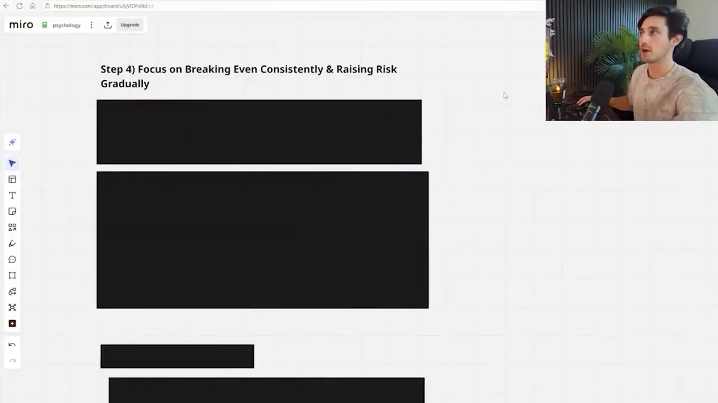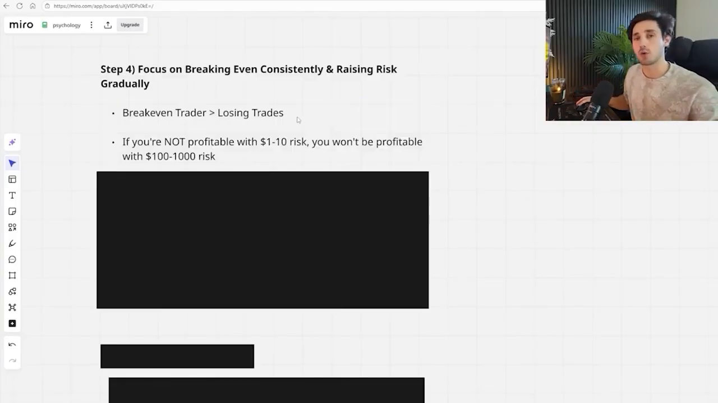Let's move to step number 4. Focus on breaking even consistently and raising risk gradually. Your first priority as a beginner trader isn't to become profitable. It's to become a consistently break-even trader. A break-even trader is someone who doesn't lose, who knows risk management, who knows how to limit their losses. And by becoming a break-even trader first, when you know you're consistently not losing, that's going to give you a lot of confidence. And that confidence is what you need to become profitable.